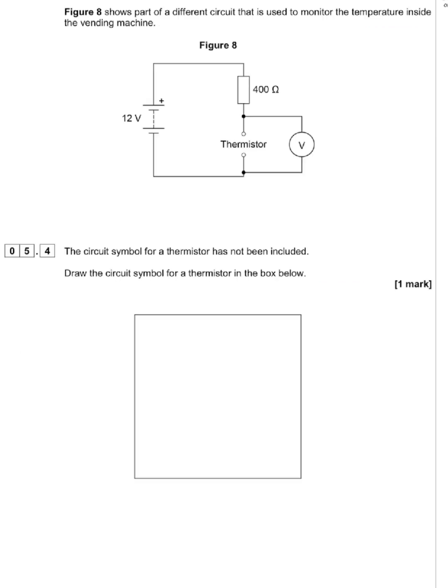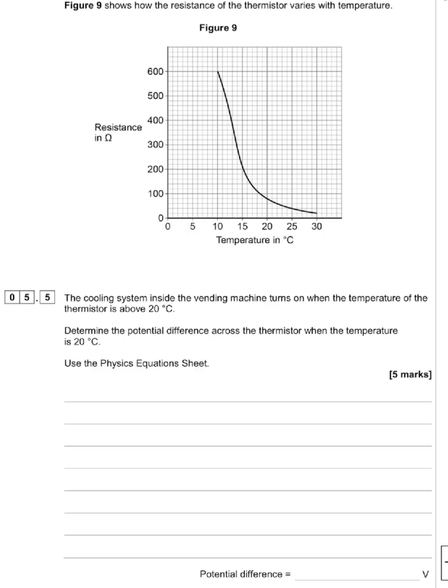5.4 shows us a circuit used to monitor temperature in a vending machine, and they haven't entered the symbol for the thermistor, so we're asked to draw the circuit symbol for the thermistor. So the thermistor is a resistor at the base, and then we have that line running through it there. Now we're given some information about how the resistance of the thermistor varies with temperature, and we are told that the cooling system is going to turn on when the temperature of the thermistor is above 20 degrees. So we are asked to calculate the PD across the thermistor when this 20 degrees is reached. So quite a few things to have to do here.